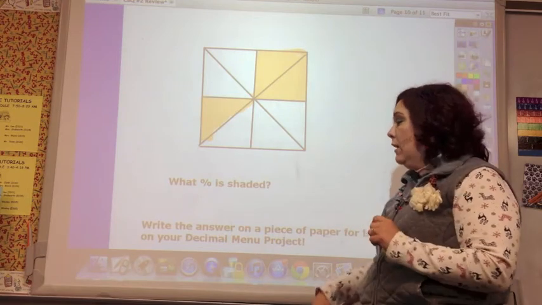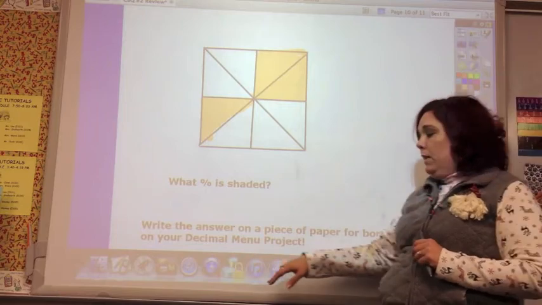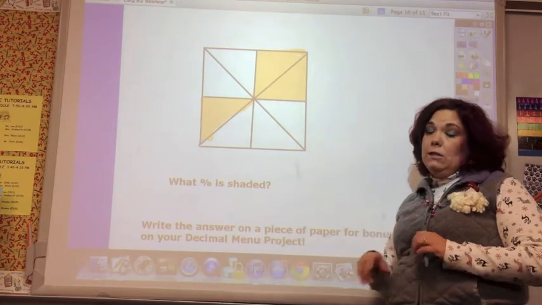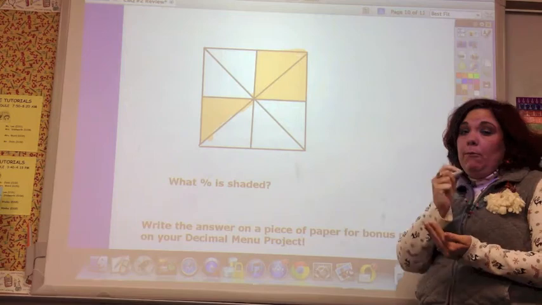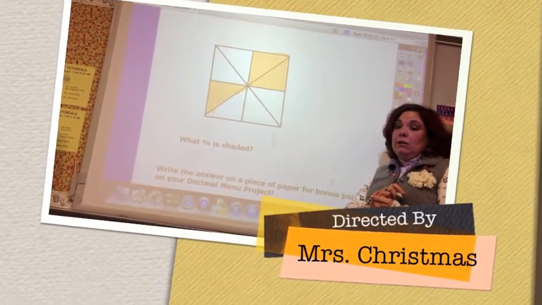And there's a hint, this is one of those that you were supposed to have memorized, and that'll help you get to the percent. If you write the answer on a piece of paper, you get bonus points on your decimal menu project. So you want to write that down on a piece of paper with your name and give that to your teacher so that you can get those bonus points.